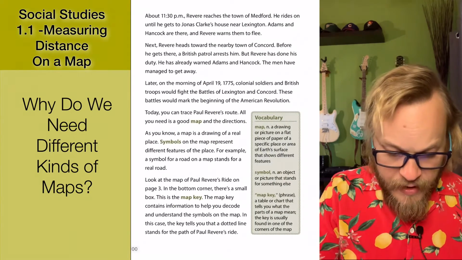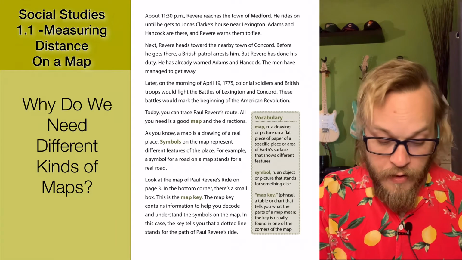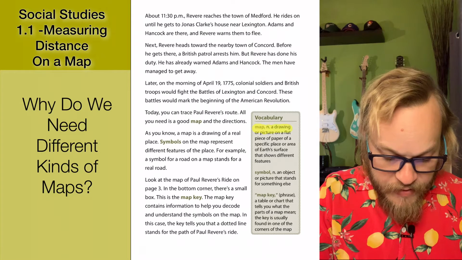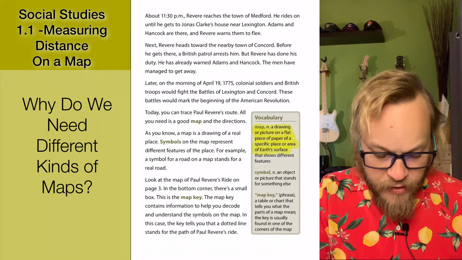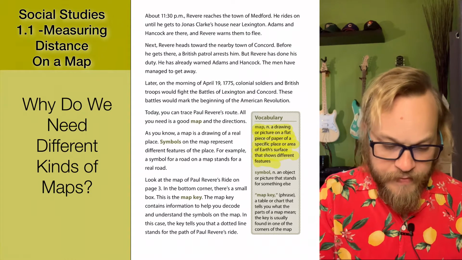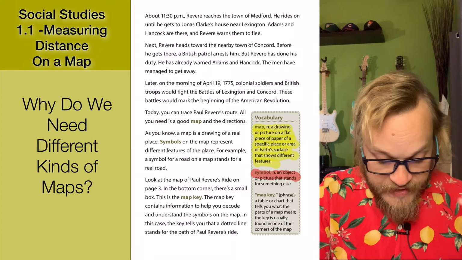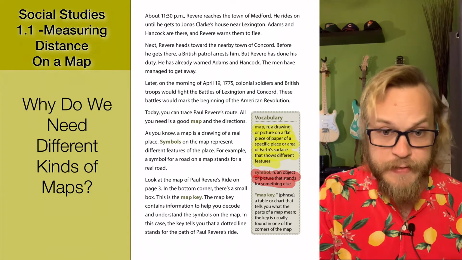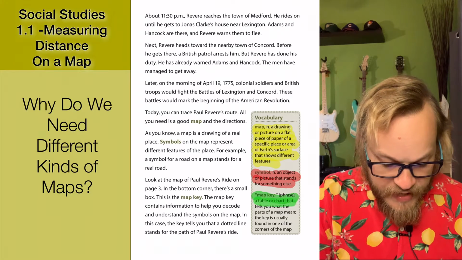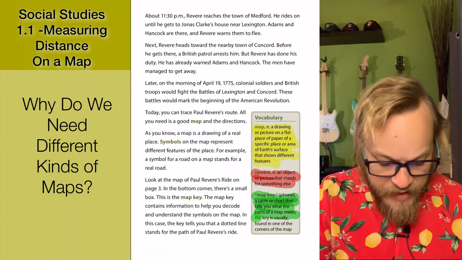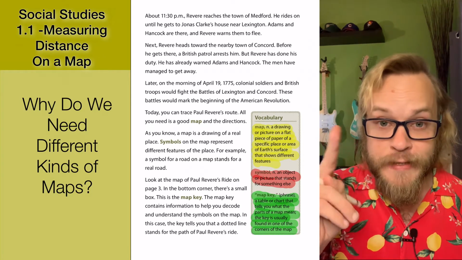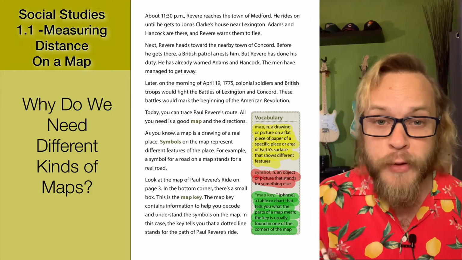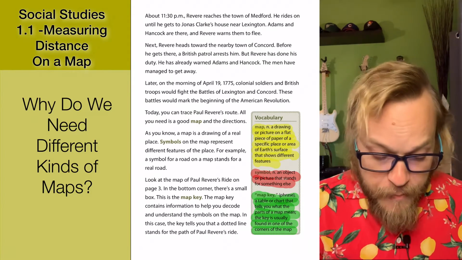Okay, so quick reminder, 3 vocabulary words. A map is a drawing or picture on a flat piece of paper of a specific place or area on Earth's surface that shows different features. A symbol is an object or picture that stands for something else. And a map key is a table or chart that tells you what the parts of a map mean. The key is usually found in one of the 4 corners of the map. So, moving forward, you know you have a map, you know you have symbols on that map, and you know you have a map key that helps you understand what some of those symbols on the map mean.